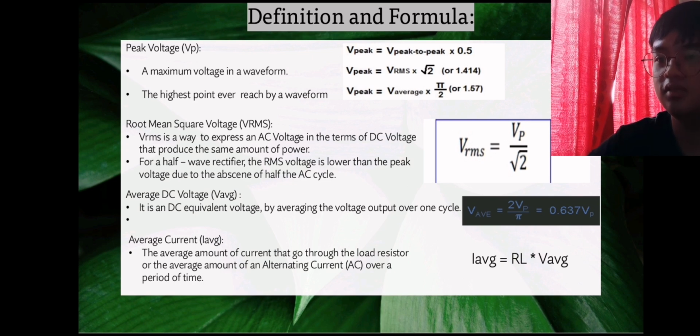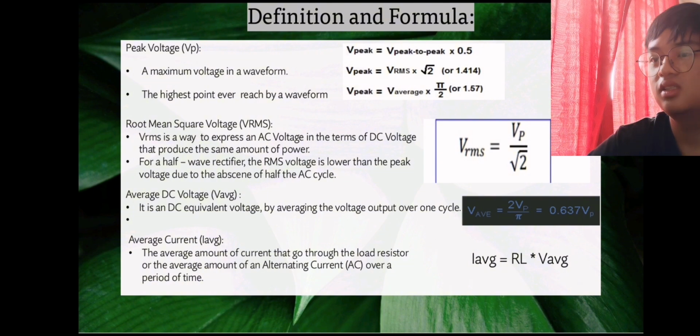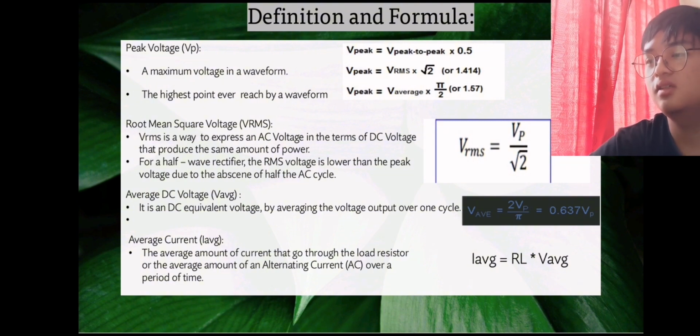Average DC voltage, VAVG, is a DC equivalent voltage obtained by averaging the voltage output over one cycle. The formula is V average equal to 2Vp over pi. Average current, IAVG, is the average amount of current that goes through the load resistor, or the average amount of an alternating current AC over a period of time. The formula is IAVG equal to VAVG over RL.